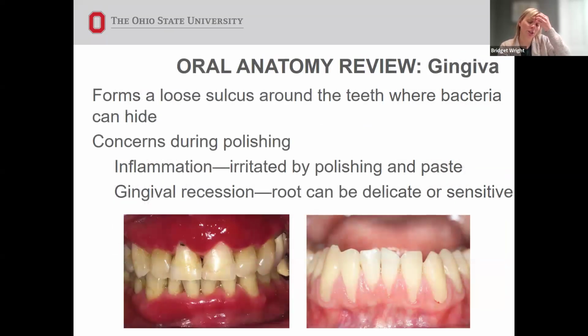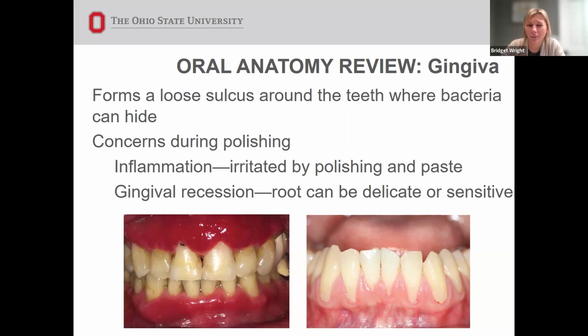And so for the gingiva, if you just look at these two pictures, hopefully you can appreciate that the one on the right looks a little bit more stable, a little bit more healthy, versus the one on the left, which looks really irritated, inflamed, red, bulbous. It looks like it's going to start bleeding. So it's important to pay attention to this when we're coronal polishing.